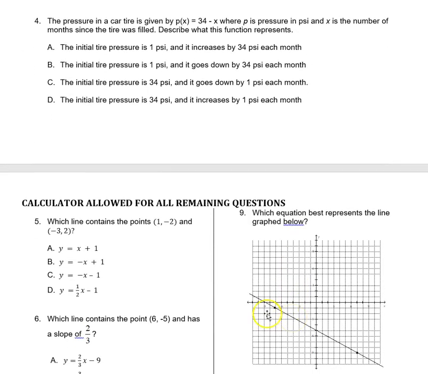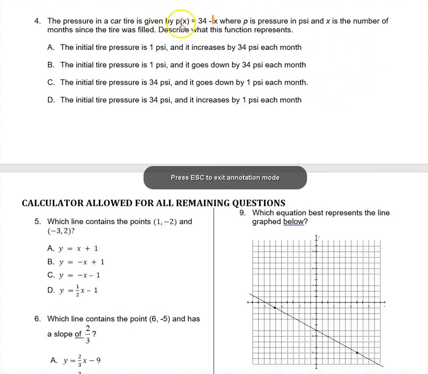Okay, question 4. The amount of pressure in a car tire is given by P of x equals 34 minus x. So remember, anytime there's not a number in front of a variable, then that number would be a 1. So that equation really could be thought of as P of x equals 34 minus 1x, where P is the pressure in pounds per square inch, that's PSI, and that's just generally how tire pressure is measured, and x is the number of months since the tire was filled. Describe what this function represents.